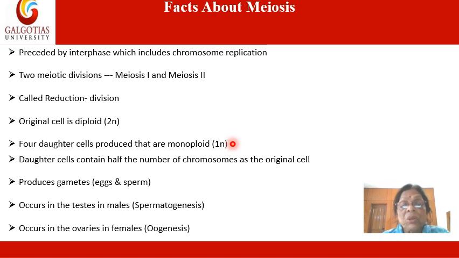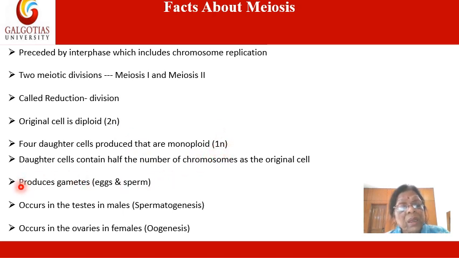Now, four daughter cells are produced, which are monoploid or haploid. So in the process of meiosis, four haploid cells are formed, and the number of chromosomes is 1n. In the beginning it is 2n, but after the cell division, four cells are formed and we get 1n of chromosomes. Daughter cells contain half the number of chromosomes as the original cell.